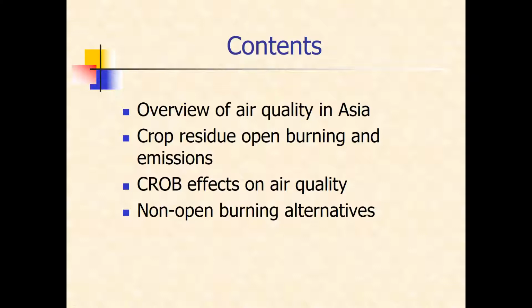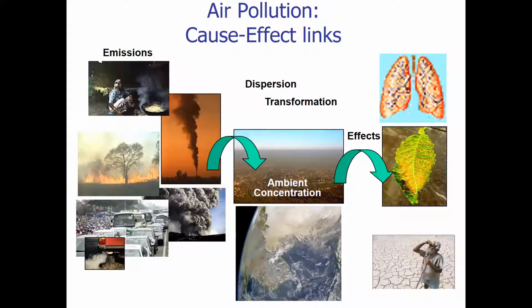So for the content of my talk, I give an overview of air quality in Asia. The second part is crop residue open burning and emission. And then followed by the effect of crop residue open burning on air quality, and then non-open burning alternatives. So let's talk about air pollution.